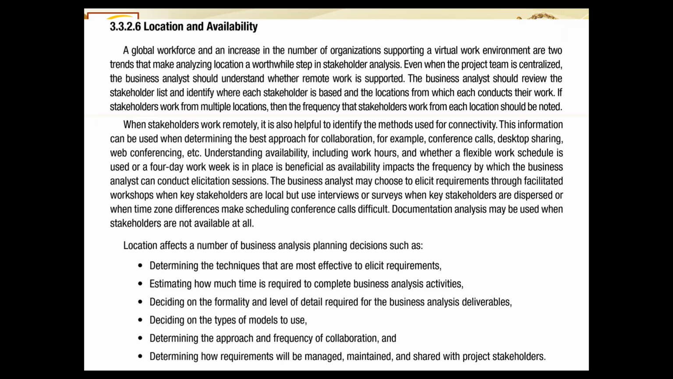Understanding availability, including working hours, and whether a flexible work schedule is used or a 4-day work week is in place, is beneficial, as availability impacts the frequency by which the business analyst can conduct elicitation sessions. Business analysts may choose to elicit requirements through facilitated workshops when key stakeholders are local, but use interviews or surveys when key stakeholders are dispersed or when time zone differences make scheduling conference calls difficult. Documentation analysis may be used when stakeholders are not available at all.